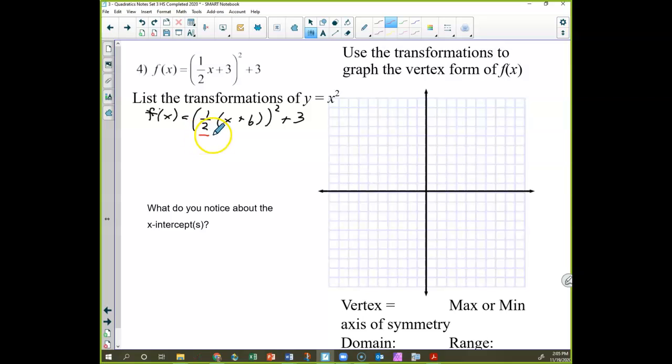So this is horizontal. It's changing x. And remember, if we're changing x, it's always trying to trick us. We're going to do the opposite. This is like dividing by 2. So we're going to multiply by 2, which is going to make everything bigger. That's a horizontal stretch by 2. Then we're going to come left 6, and we're going to finish by coming up 3.